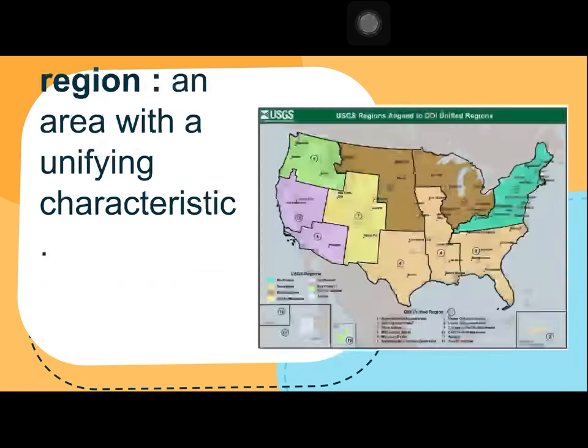Next word, say region. Good. Region is an area with a unifying characteristic. So over here we have regions of the United States. This is all the colored picture here. This is the United States of America. We see different regions in this map. Find Michigan and look at what color Michigan is. Good, yeah, it's kind of a brownish color.